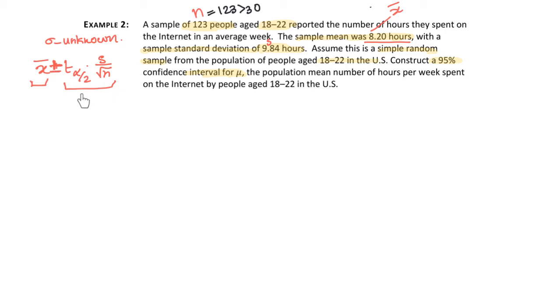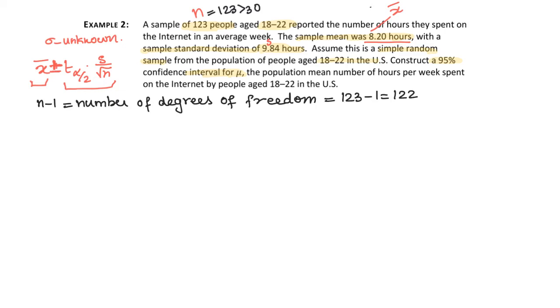The number of degrees of freedom is n minus 1, so n minus 1 is 122. The confidence level is 95%, so this is 0.95. So the remaining area will be 5%. 5% divided by 2 is 2.5%, so this area will be 0.025 in decimal.